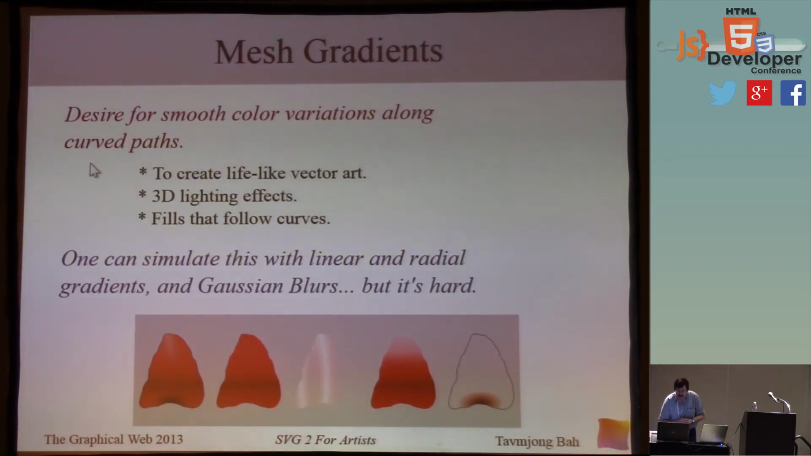Now I'll talk about mesh gradients. Meshes are nice where you want to create lifelike vector art, 3D lighting effects. You want your gradient fills to follow the curves. And you can do this kind of right now, but it's hard. So here's a petal that's composed of 4 different layers to try to get that 3D effect.